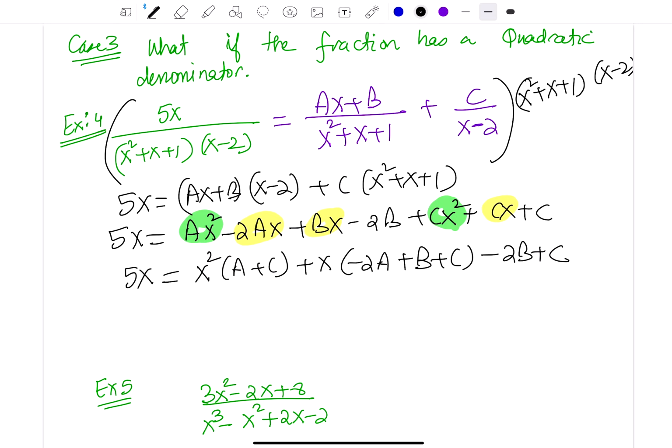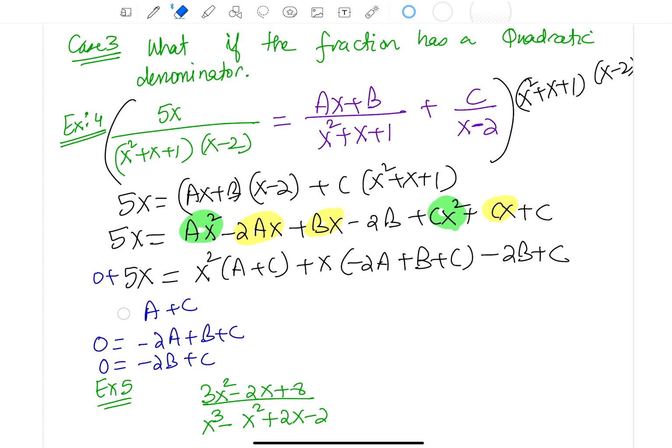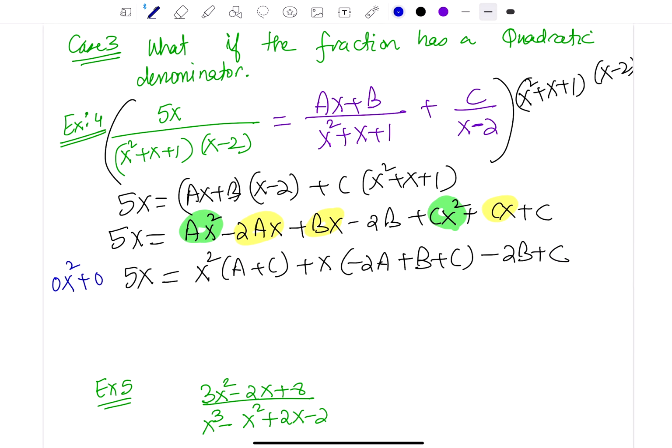So let's stick with this for now. a plus c is going to be 0, because the term with x squared is 0 on the left hand side. Negative 2a plus b plus c is 5, and negative 2b plus c is 0.